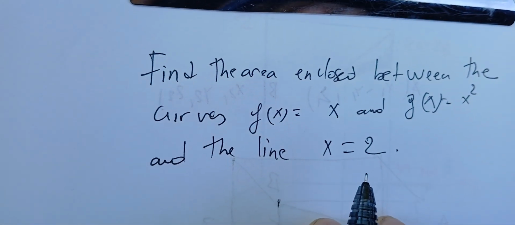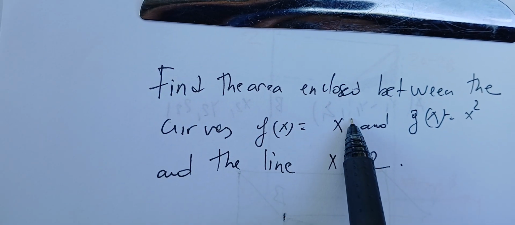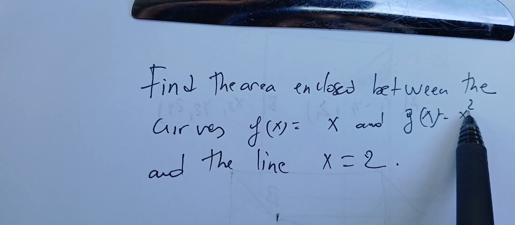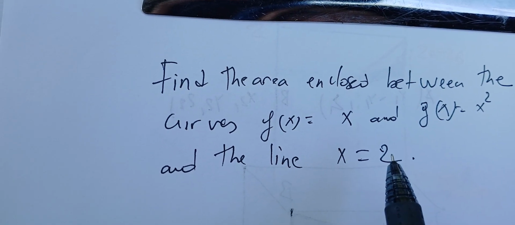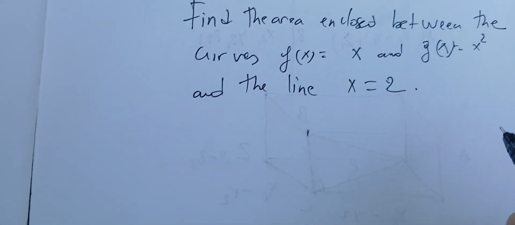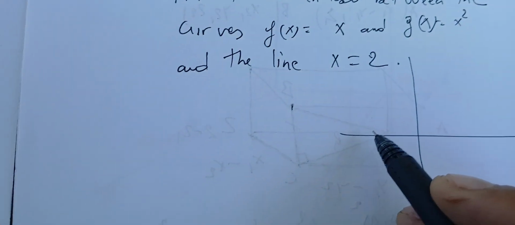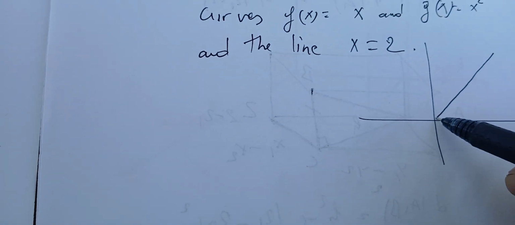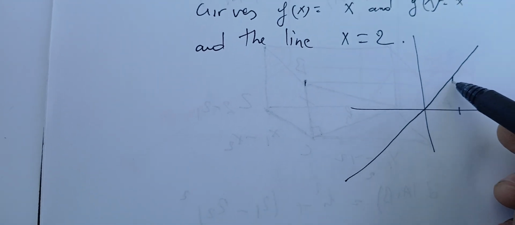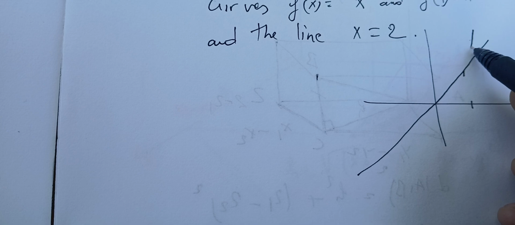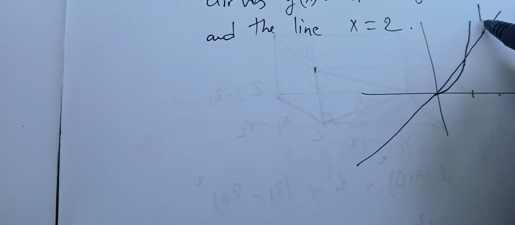Now we're gonna try to find the area enclosed between the curves f of x is x and g of x is x squared. And moreover, we're gonna add the line x equals 2. These functions are very easy to graph. So here we have y equals x, and x squared here, this is 1, and x is 2. X is 2 is this line here.